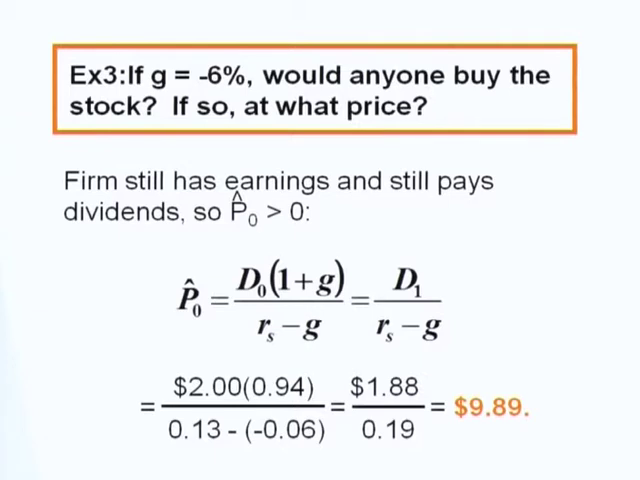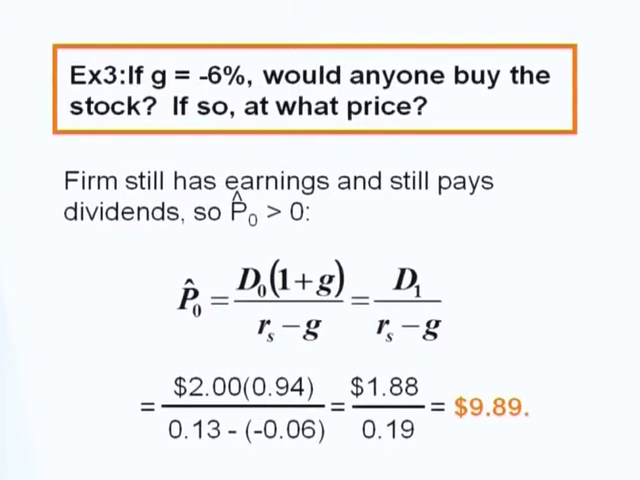And then divide by Rs minus G. Rs is 13%, minus G, and G is negative 6%, so minus minus is plus. So you get 1.88 divided by 0.19, and the intrinsic value is 9.89. So if you want to buy the stock, you're supposed to buy at a price lower than what?